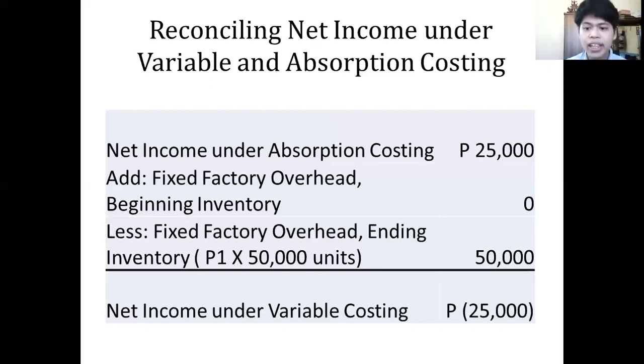Lastly, what is our analysis, or how do we interpret this? That 50,000 pesos, under absorption costing, we put in ending inventory. But under variable costing, we already expensed this 50,000. That's why, as you notice, the net income under variable costing is lower, because we assume that the 50,000 pesos was already expensed under variable costing. So, that is the first case.